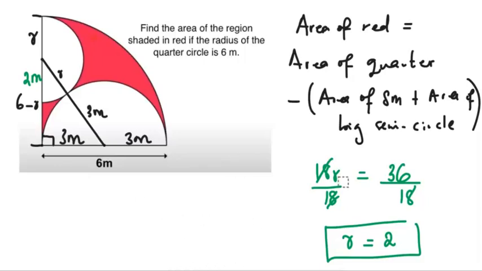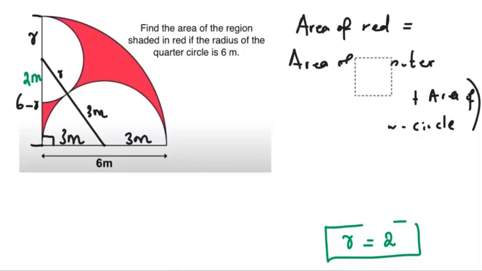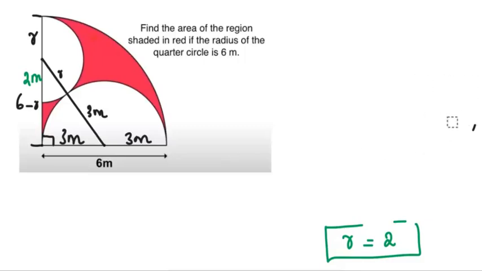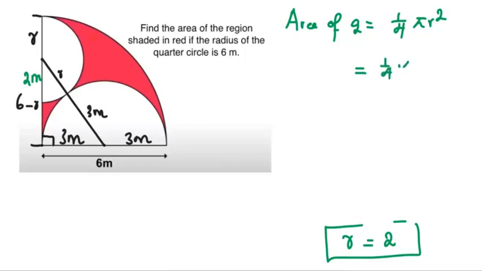So now let us find the area of each shape. Now let's find the area of the quarter circle. The area of the quarter circle is going to be equal to 1/4 pi R squared. So this is going to be equal to 1/4 times pi times R squared. In this case it will be the radius squared, which is 6 squared, giving us 36. So this simplifies to 9 pi square units.